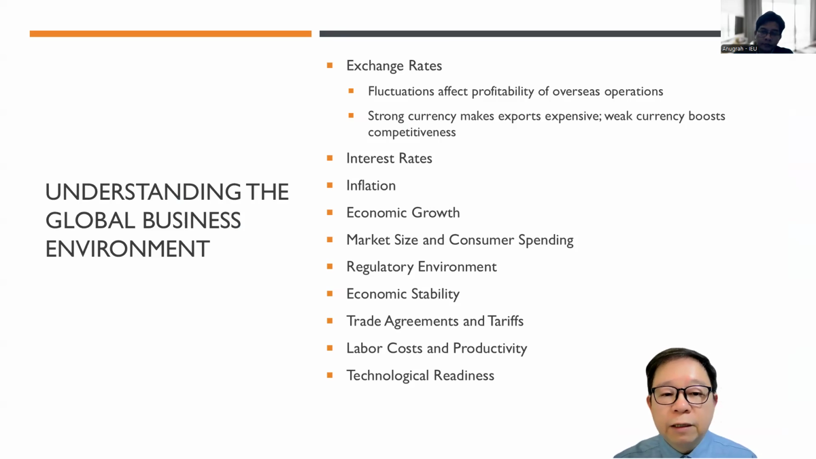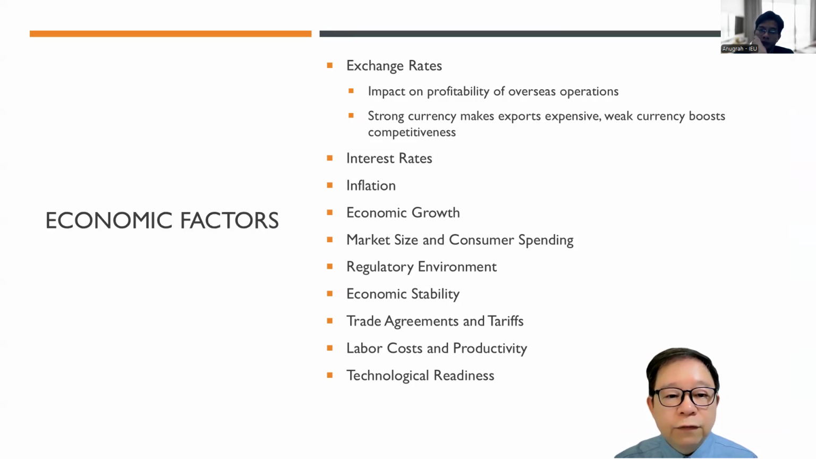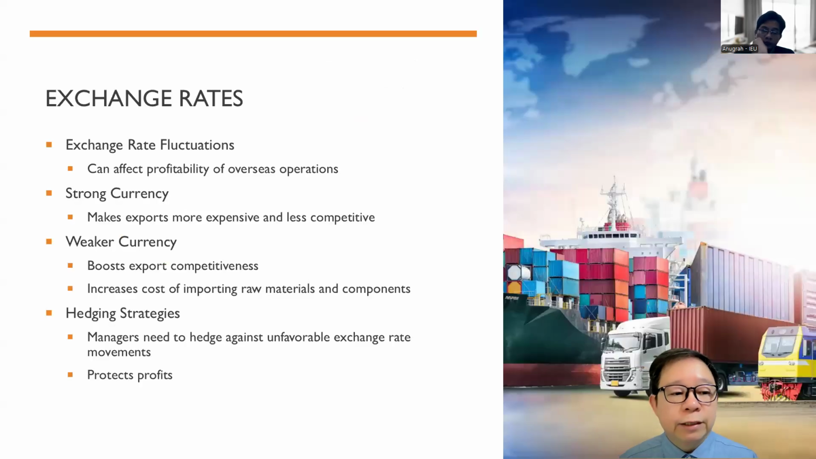Understanding the global business environment, we look at the exchange rate, the fluctuation among the different countries. It makes a big difference. In fact, fluctuation of the exchange will affect the profitability. We look at the different interest rate, inflation, economic growth, the market size, regulatory environment, the economic stability, the trade agreement and tariffs, the labor cost, and of course, at the end of the day, the technology readiness. So first, we look at the exchange rate.